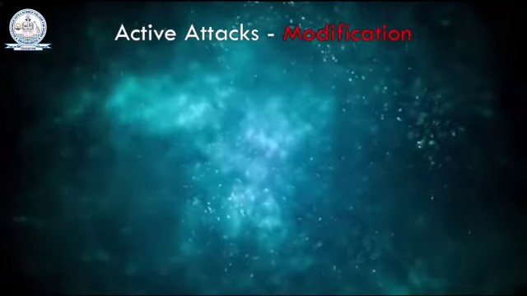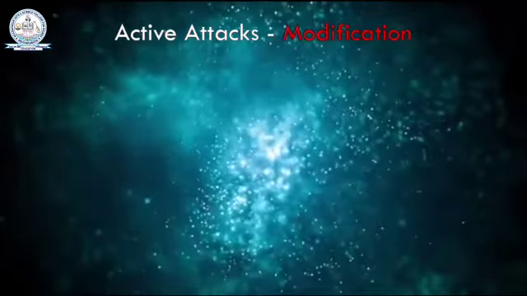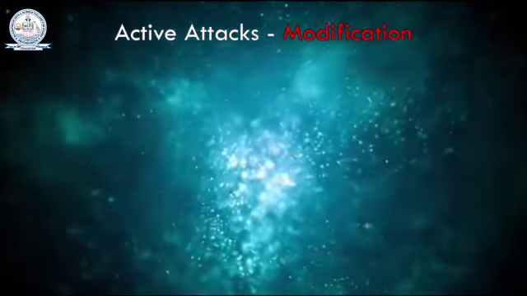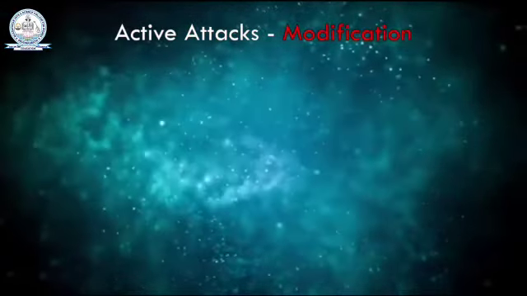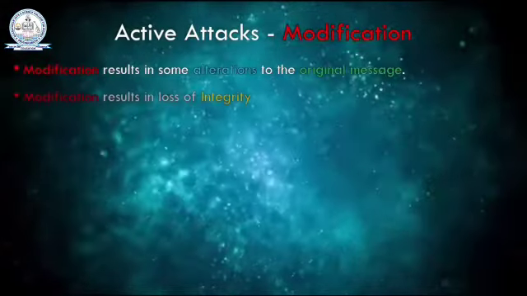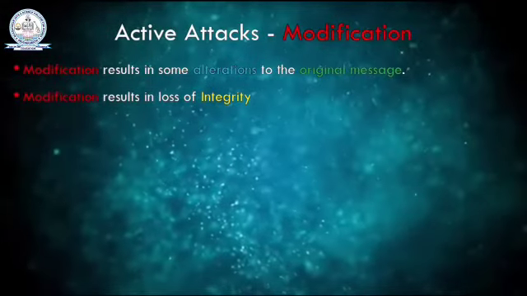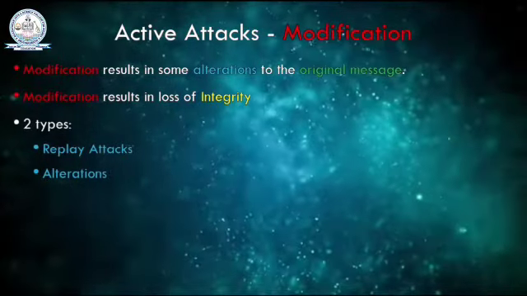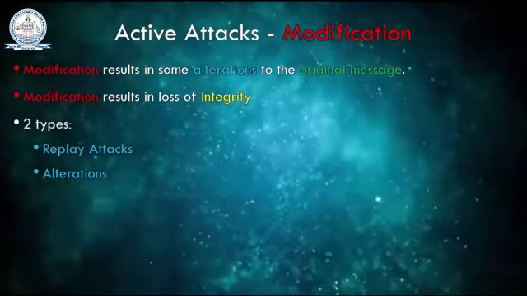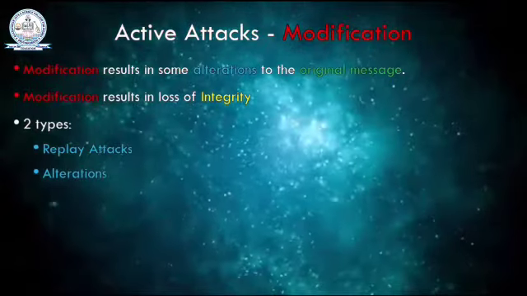Next, we will discuss the modification attack. This is the second type of active attack. Modification results in some alterations to the original message. It results in loss of integrity. It contains two types: one is replay attacks and the other is alterations. A modification attack usually results in loss of integrity.